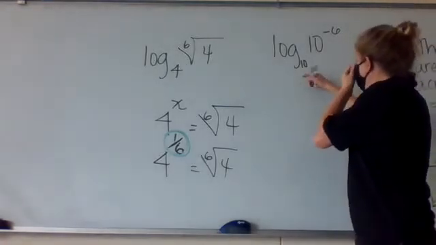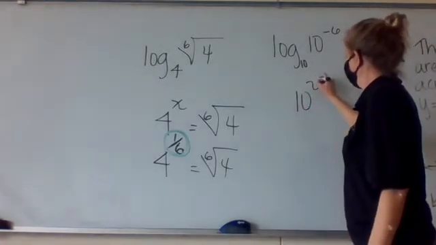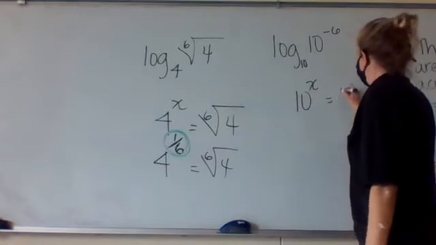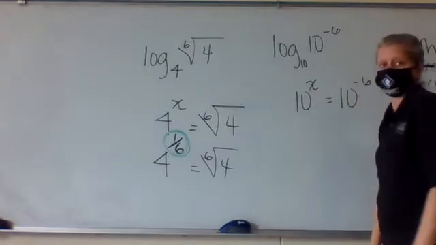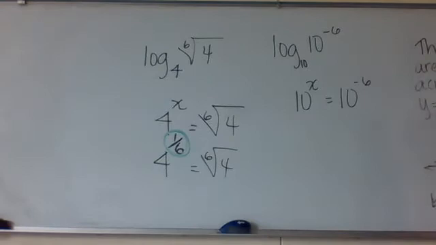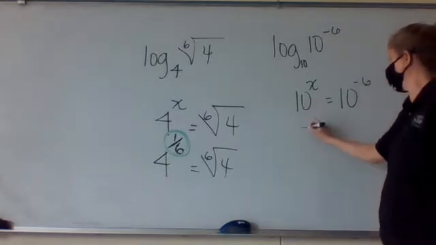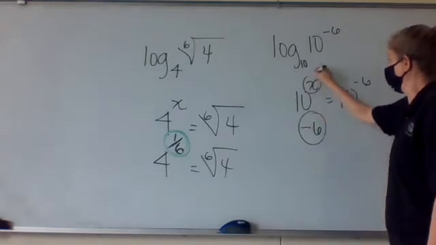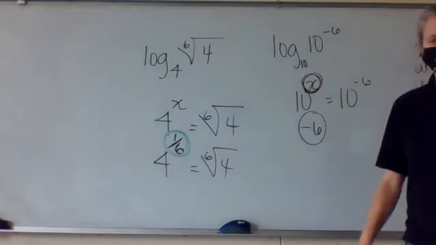But again, what would I have to raise 10 to, to make it be 10 to the -6? What do you need this x to be to make both sides of this equal? Well, if that's 10 to the -6, I need that to be 10 to the -6. So -6 is that missing exponent.